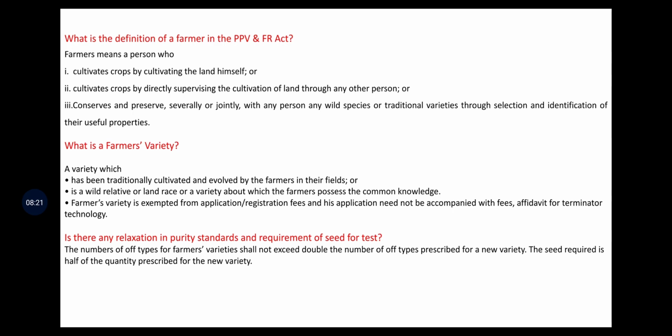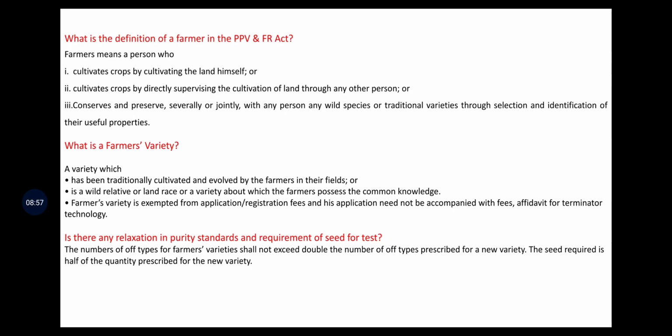What is the definition of a farmer in the PPV-FR Act? Farmer means who cultivates crops by cultivating the land himself, or cultivates crops by directly supervising the cultivation of land through any other person, or conserves and preserves, severally or jointly with any person, any wild species or traditional varieties through selection and identification of their useful properties.